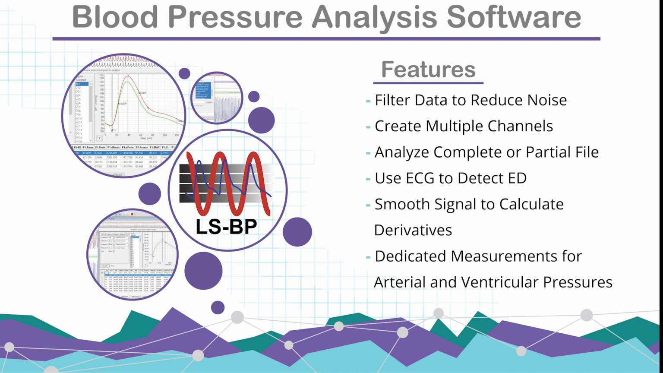Now with blood pressure, the features that make iWork specific to, and the features that are important for blood pressure is the ability to filter data to reduce noise. Obviously, you want a clean signal. That signal can either be straightened up in software with filters, or you have to control the noise around the animal and the surgery. Also, the ability to create multiple channels is going to be important for a researcher with that. So you're able to look at multiple different parameters, both arterial and ventricular pressures, and dedicated measurements for each.